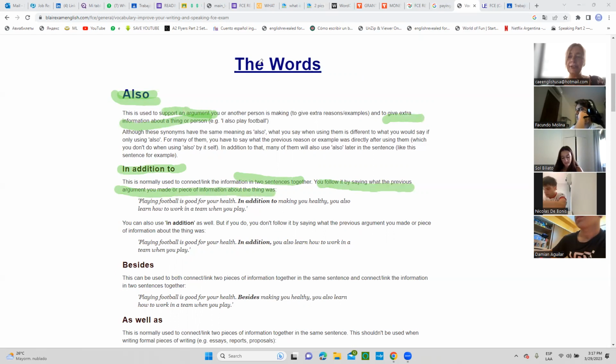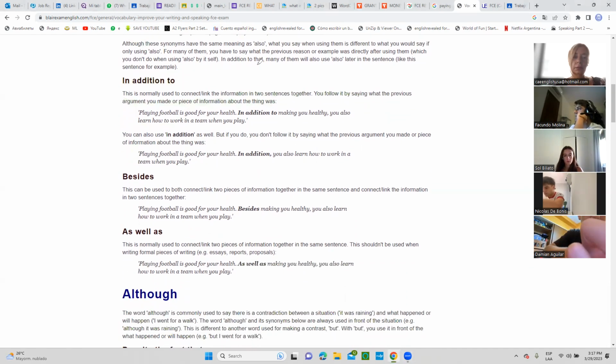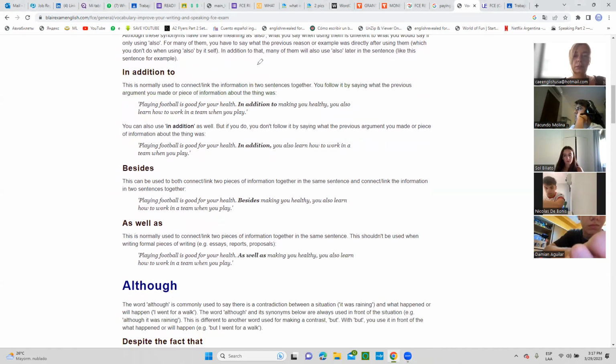Can you read the examples, please, Facu? Playing football is good for your health. In addition to making you healthy, you also learn how to work in a team when you play. Good. So here, let's take a look at how we use it. Playing football is good for your health. In addition to making you healthy, be careful because we are using a gerund here, okay? You also learn how to work in a team.